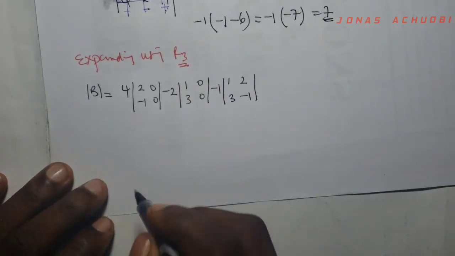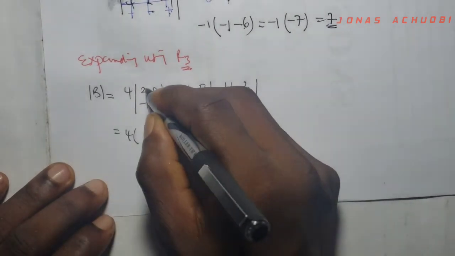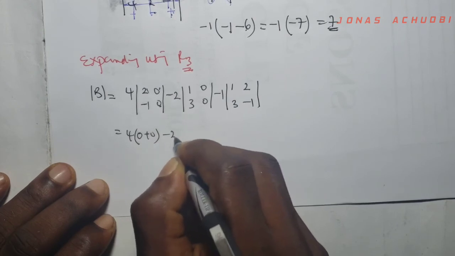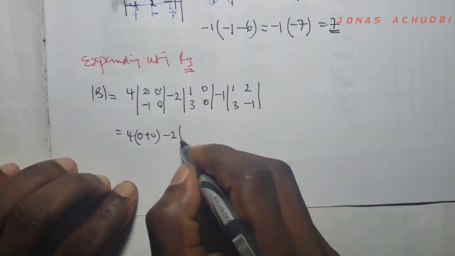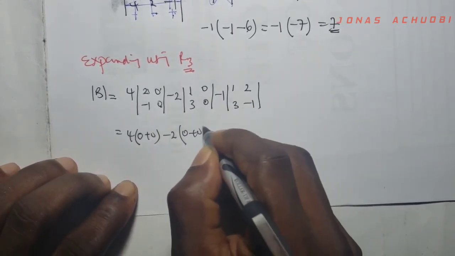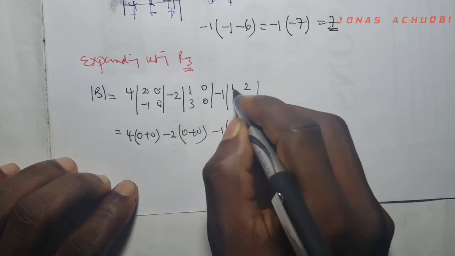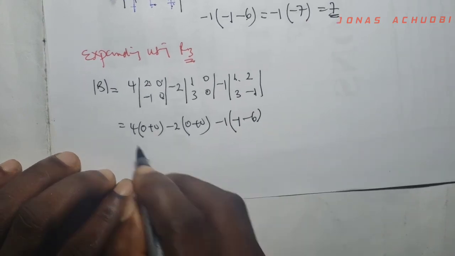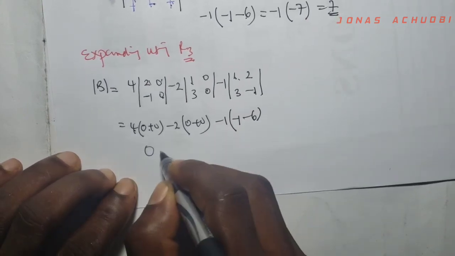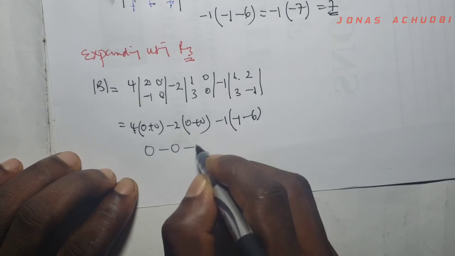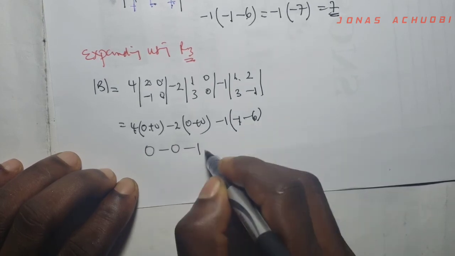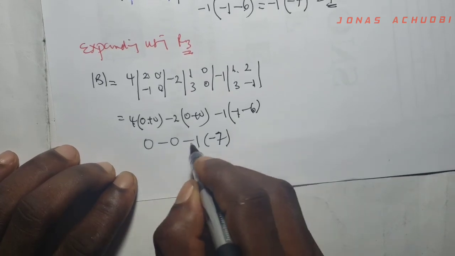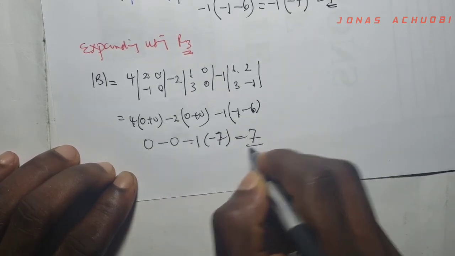All right, let's compute. This will be 4 into 2 times 0 is 0, minus 1 times 0, that is 0, minus 2 into 1 times 0, that is 0, this is also 0, wow, minus 1 into 1 times -1, which is -1, minus 6. So this is 4 times 0, this is 0, minus 0, minus 1, minus 1 minus 6 is minus 7. So that this is minus 1 times -7, once again, is 7.